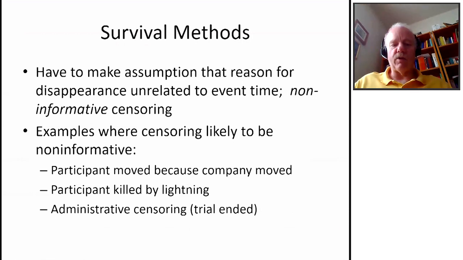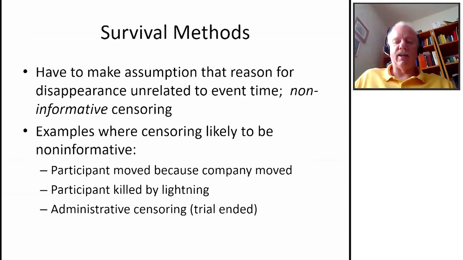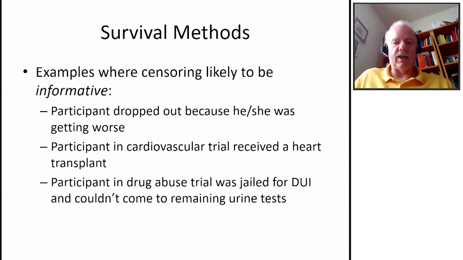Another example is, you're looking at a certain disease and the participant gets killed by something that seems like a completely random event, lightning strike, say, or getting hit by a train, or something like that. And so that's really giving you no information about whether they were about to have a heart attack or not, if that's the outcome of interest. And then another example that's likely to be non-informative is so-called administrative censoring, namely the trial ended, and so of course you don't know what happened afterwards. They went to the end of the trial, hadn't had the event, and then the study ended.